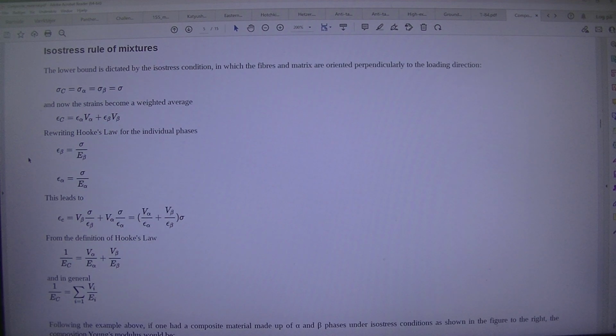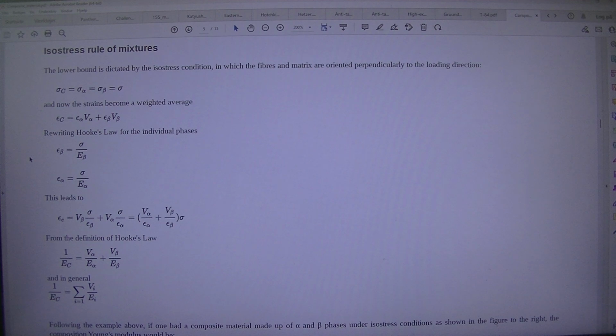Isostress rule of mixtures. The lower bound is dictated by the isostress condition, in which the fibers and matrix are oriented perpendicularly to the loading direction, and now the strains become a weighted average. Rewriting Hooke's law for the individual phases, this leads to, from the definition of Hooke's law and in general following the example above, if one had a composite material made up of alpha and beta phases under isostress conditions as shown in the figure to the right, the composite Young's modulus would be as follows.